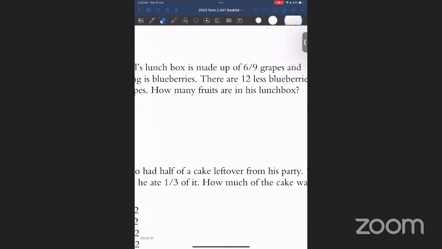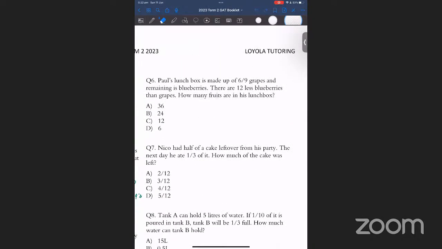So in this question, we have grapes equal to 6 over 9. Blueberries is then equal to what fraction? 3 over 9. That's right. Do you guys understand? Now, what we now know is that there are 12 fewer blueberries than grapes inside the lunchbox. That means 6 over 9 minus 12 is the same as 3 over 9. You guys understand?